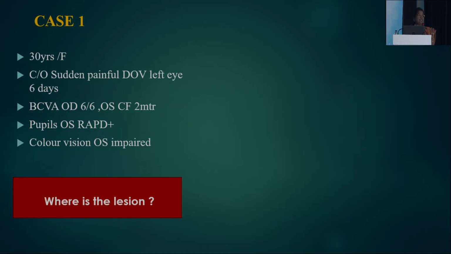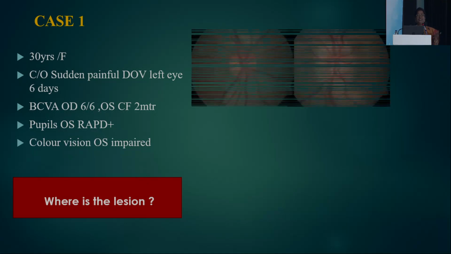So where do you think the lesion is going to be? Just rattle, whatever you feel like. Shoot. What's the next thing you are going to see now? Fundus. See the fundus. So now you know what it is. Where is the lesion? Cortex? It's in the optic nerve.